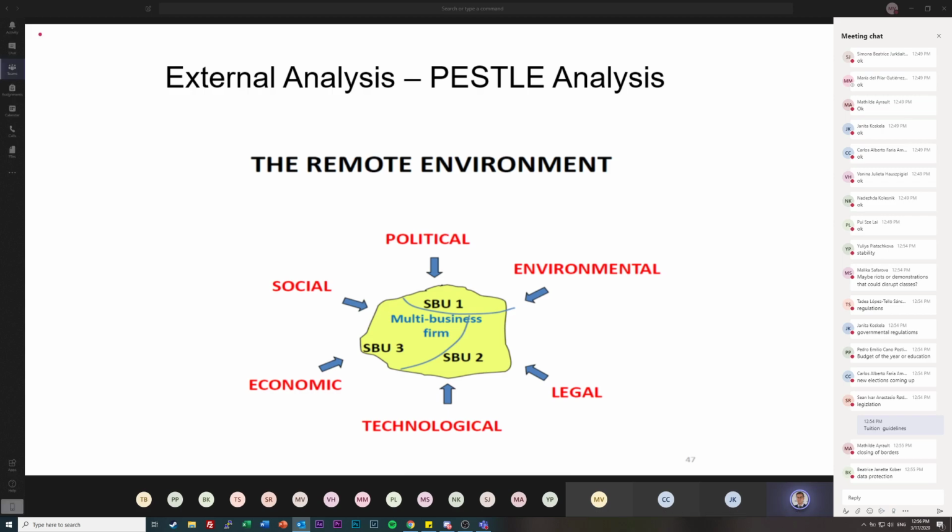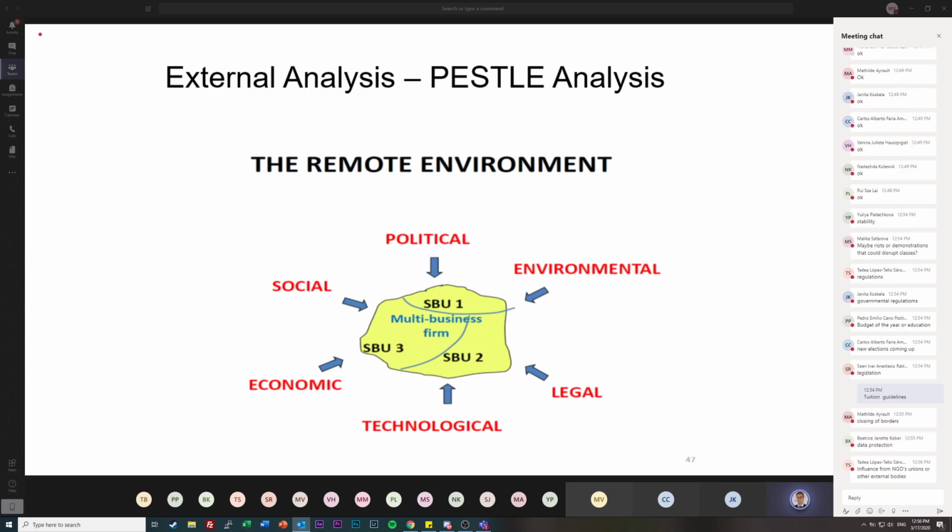New elections are coming up, legislation generally. So how is the level of the legislation and legal issues in the country? Tuition guidelines, good comment, because in different countries the education system is different, and typically it's set by the politicians. So different strategies. Somewhere it's more oriented on individual performance and individual payment, and in other countries it is more socially oriented, so the community, and no direct payment is expected.